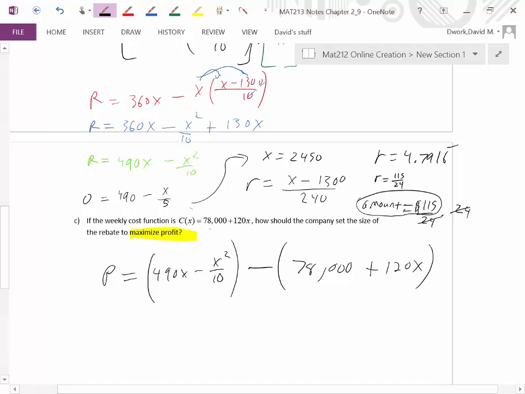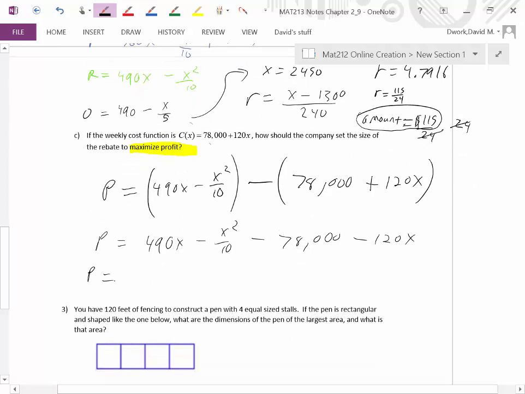if we take the derivative of this, we could go ahead and find our derivative. We'd find our maximum profit. But let's see, is there any simplification we could do? Well, sure. This would be 490x minus x squared divided by 10 minus 78,000 minus 120x. So therefore, profit is equal to, combining like terms, 490 minus 120 would be what, 370, I believe. Yes, I think so. Minus x squared divided by 10 minus 78,000.